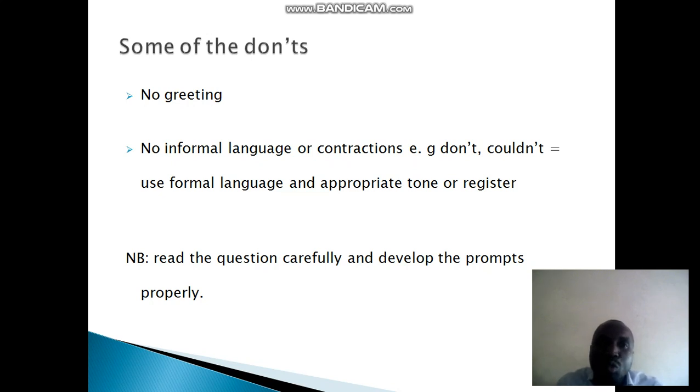So we are required to make use of formal language when we are writing a formal letter or business letter. You don't need to use contractions such as don't, couldn't, or can't. You need to write in full: do not, could not, or cannot. You are not allowed to make use of slang. So use formal language and an appropriate tone or register. It's very important that you read the question carefully, adhere to the prompts, and develop the prompts properly as you are writing your letter.